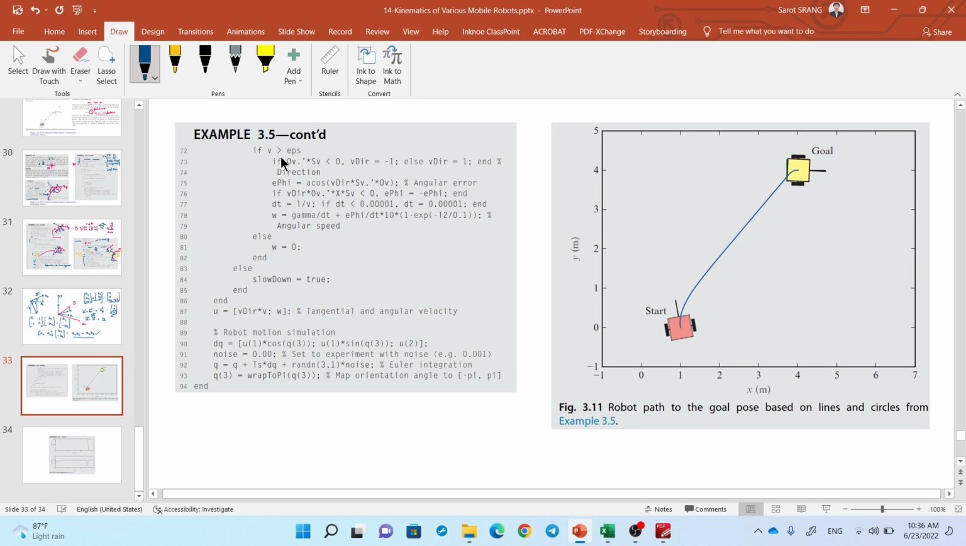So after everything, the linear velocity and angular velocity are set according to the control law. This follows the control law. Okay, the controller is combined together by U, and then here is the kinematics equation that is computed using Euler integration, the Euler method. Then we can have the position of the robot.